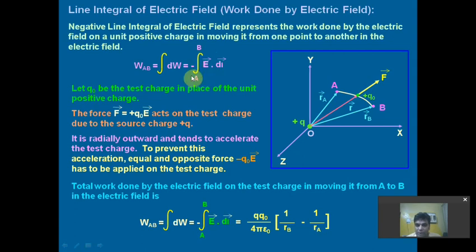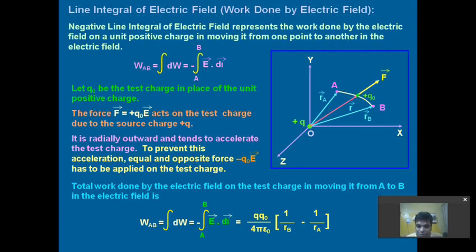This path A to B represents the path for moving the test charge from point A to point B. We have to move this charge on this path and then calculate the work done. What will be the work done? E vector dot dl vector. So what is the value of E vector? E vector here is the electric field, the field acting on the test charge in moving it from point A to B.